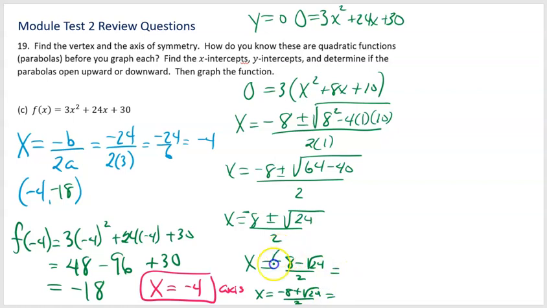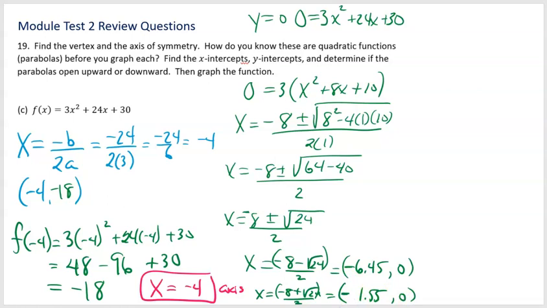Okay, now careful when you type that in your calculator. That needs to be in parentheses before you divide by 2. All right, so I got that typed in my calculator. Remember, that's my x value, and then comma 0 is my y value. So I just wrote those in point form right there. Okay, so those are my x-intercepts.